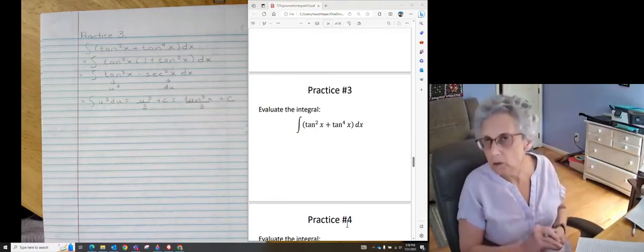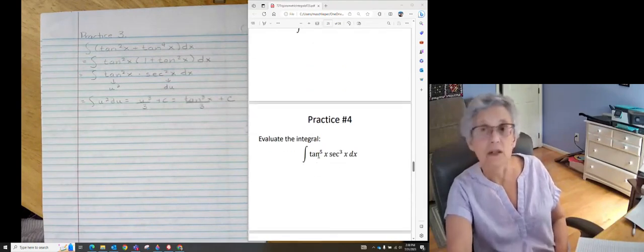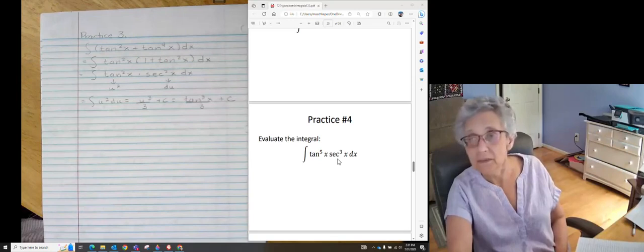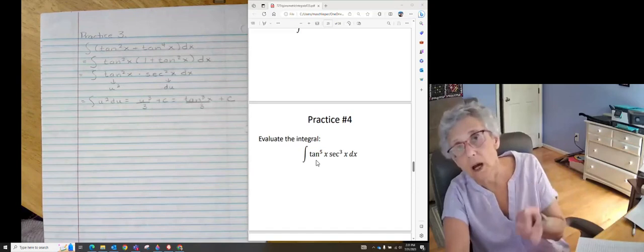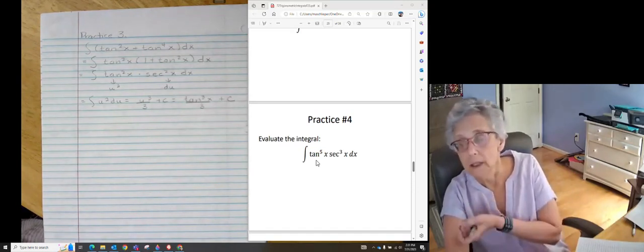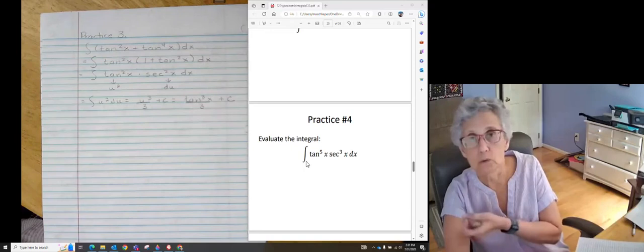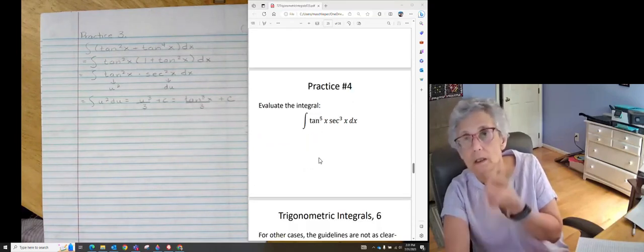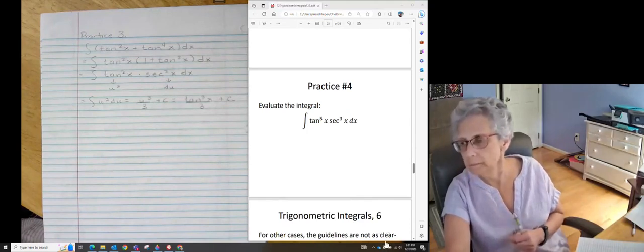You didn't exactly use those strategies. This one, however, can definitely use those strategies because you see that we have an odd exponent on tangent, so we're going to isolate the tangent and the secant and then let u be equal to secant because our du will be the derivative of secant. So do that one and then we'll compare answers on that.